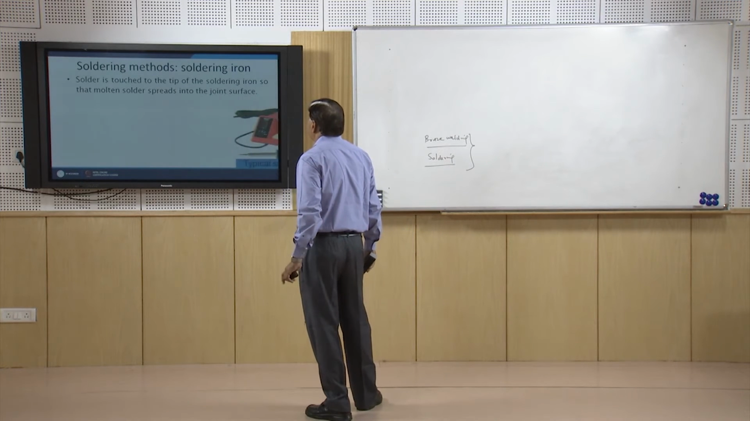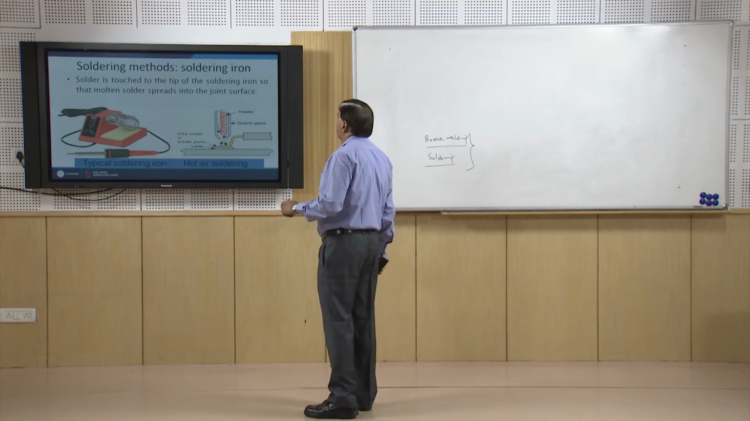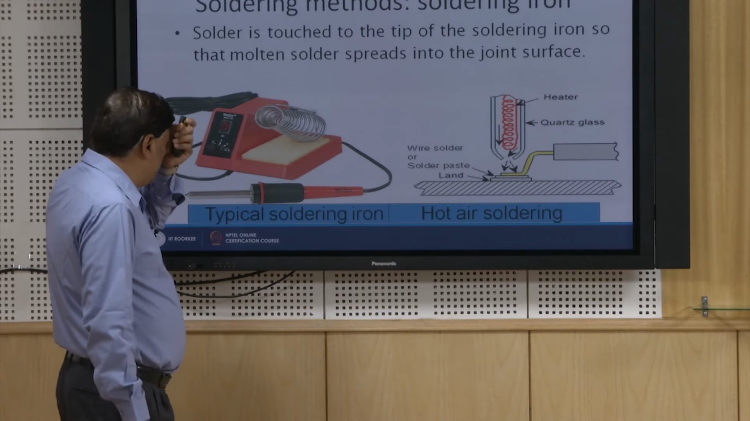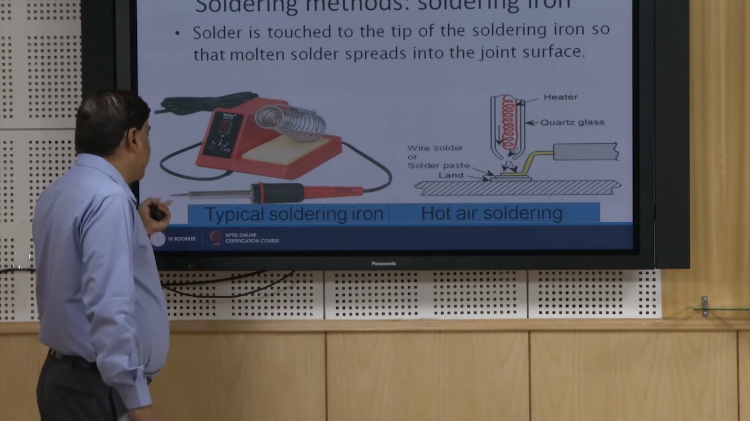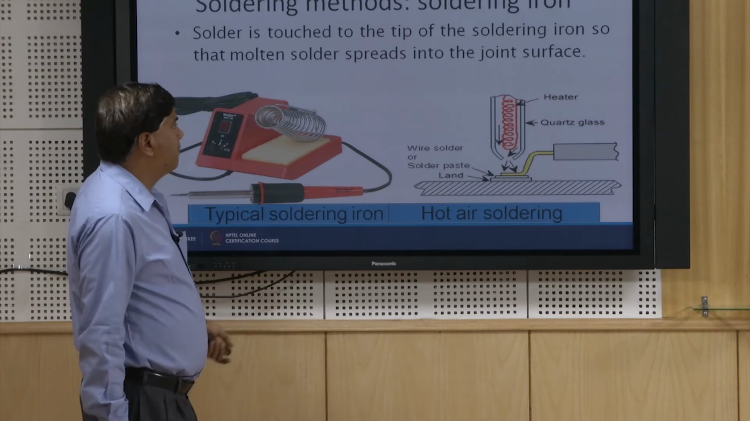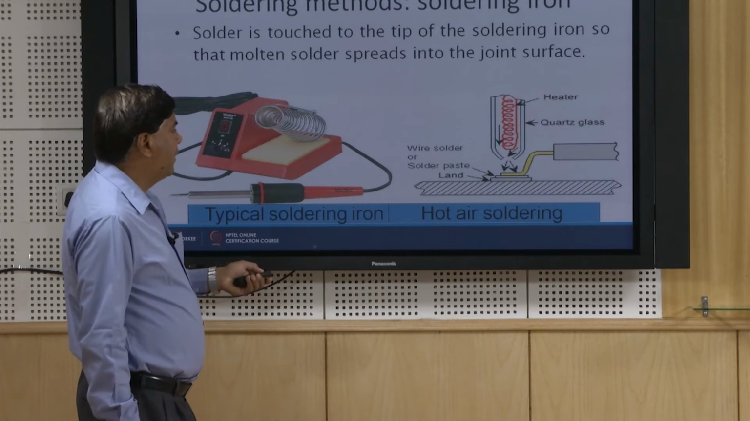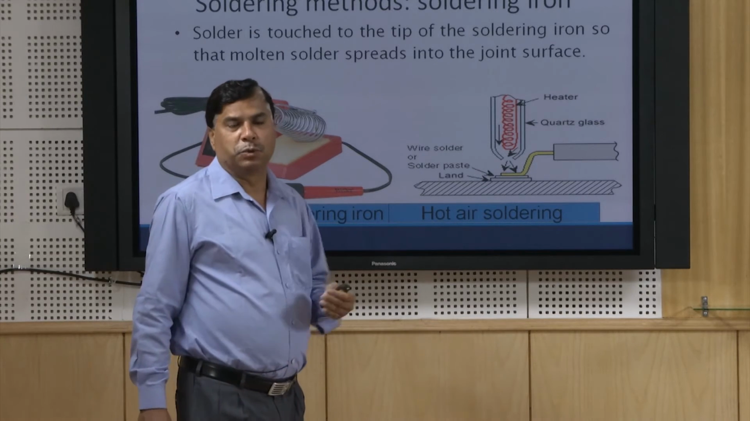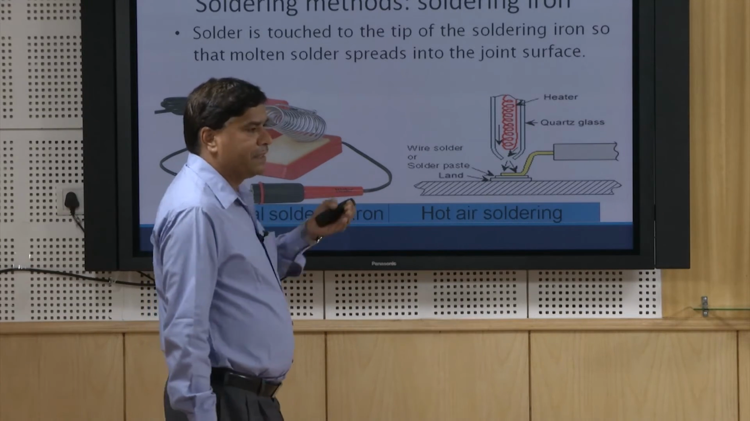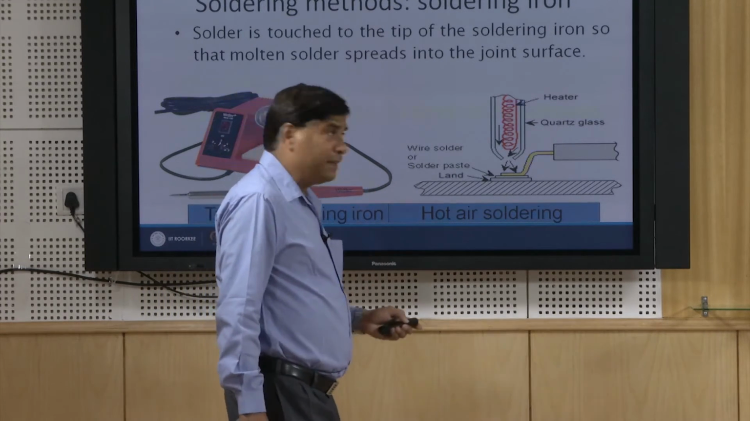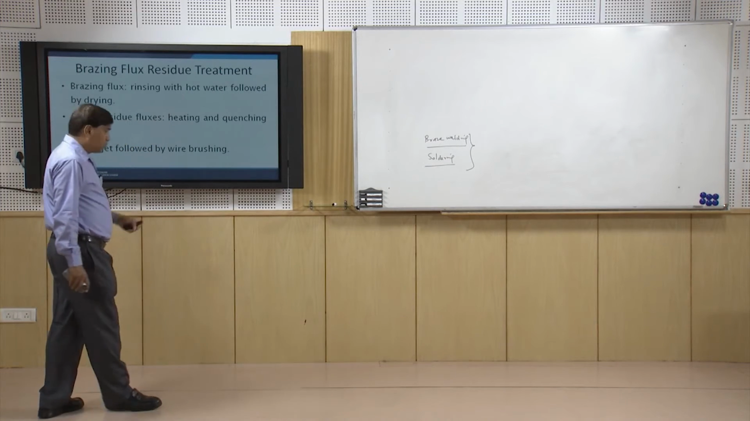So here we will see two methods, like soldering using a soldering iron. This is the typical soldering iron. Here it is a very low capacity kind of heating arrangement, where once the soldering iron is heated, solder is applied at the tip of the iron, and then it is placed at the place where it is required. In hot air soldering, hot air is applied over the surface once the flux and solder are placed between the sheets where the joint is to be made, then hot air is applied for the melting of the solder.